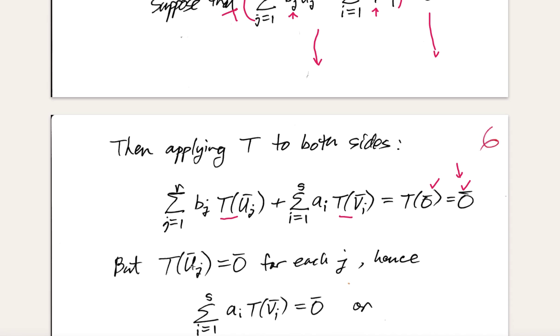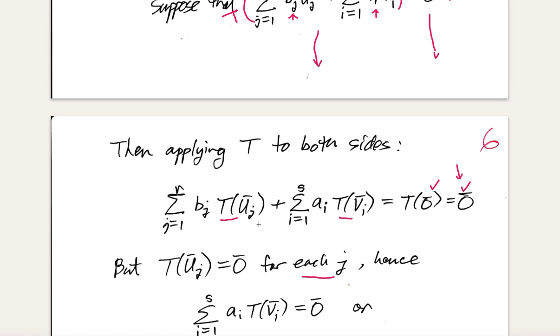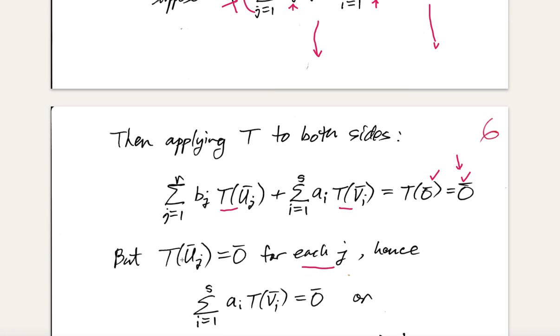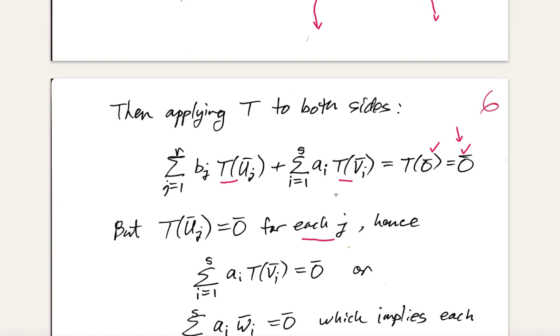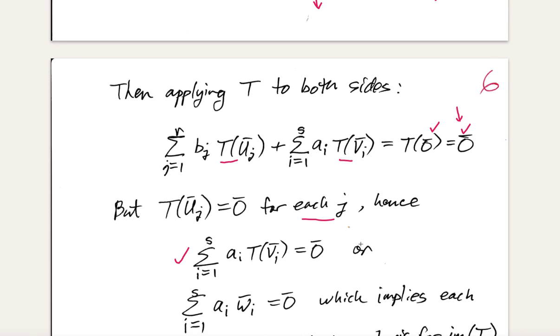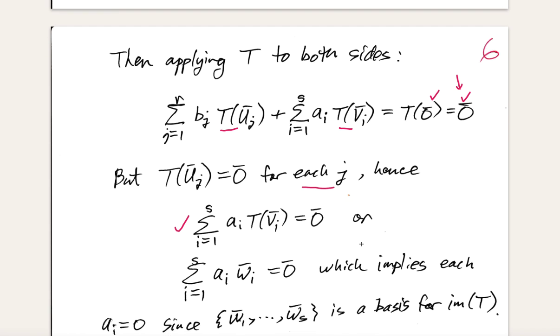The T acting on each of the u sub j bars is the zero vector for each j, right? Why? Because remember the u's were actually a basis for the kernel. So all those guys are getting mapped to 0. So the above simplifies down to this. I've only got the v's left.